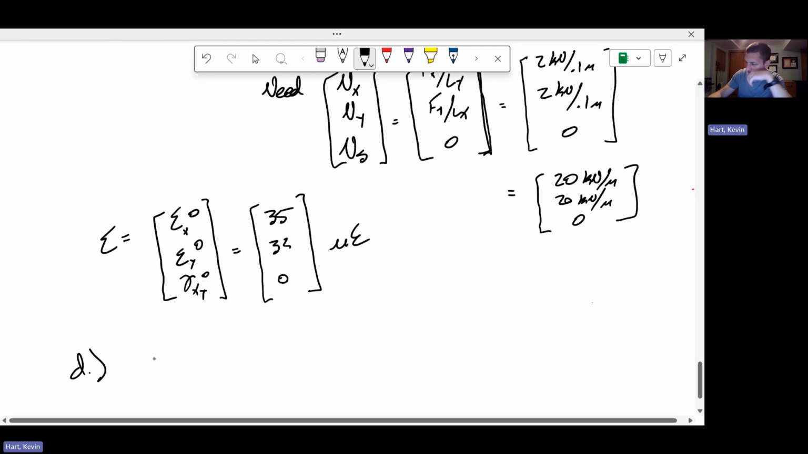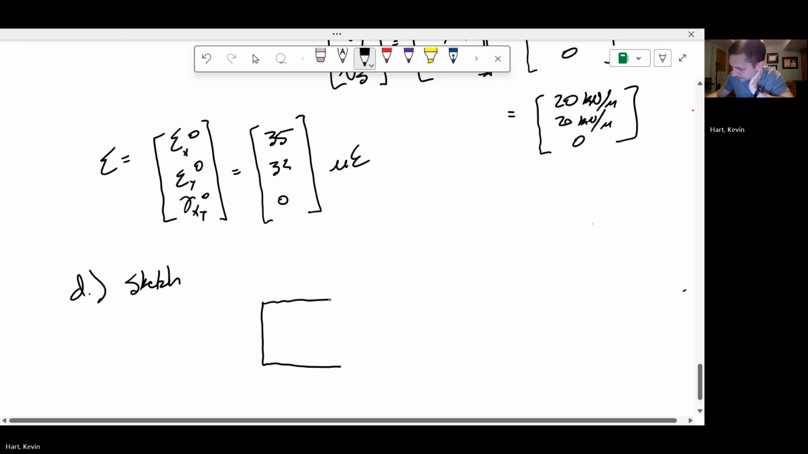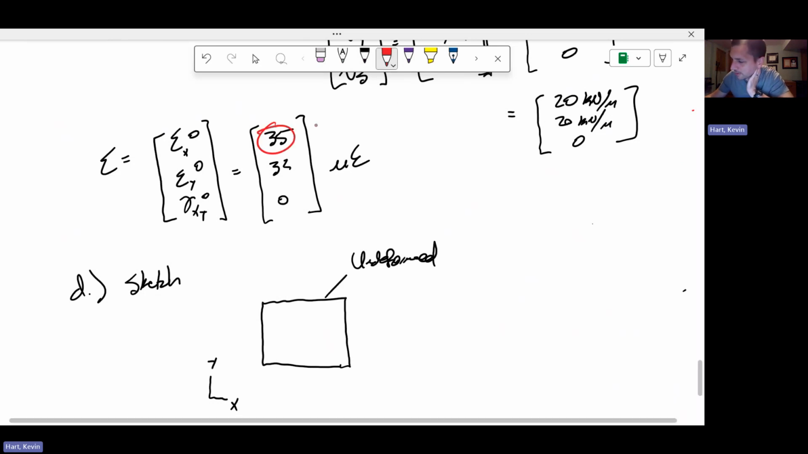Lastly, we need a sketch. From above, we're looking down the XY plane. Let's say this is your undeformed condition, with X and Y here. And then let's sketch the deformed configuration. We have slightly more deformation in X than in Y, so if X is going out to here, maybe Y is going out slightly less. Let's go about here. It's reasonable.